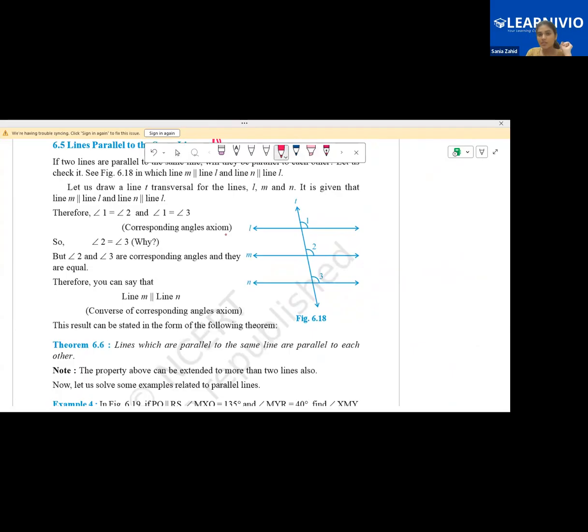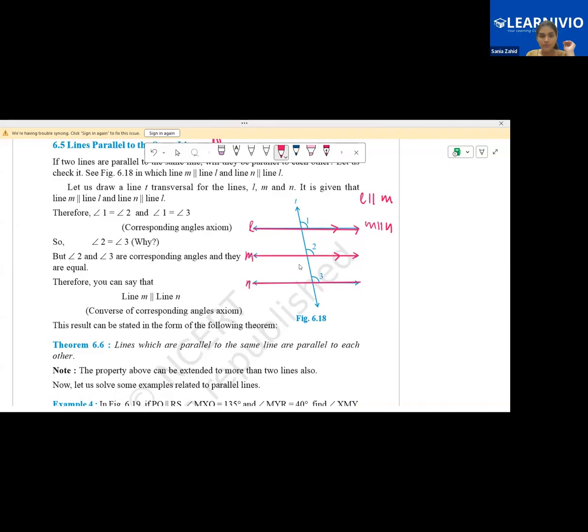See now children, whenever you have a line that is parallel to another line, see you have this line and I say this is L. Then I have another line, let's call this M, and then you have a line that's N. These are 3 lines. And now I say that L is parallel to M. And I also say that M is parallel to N.